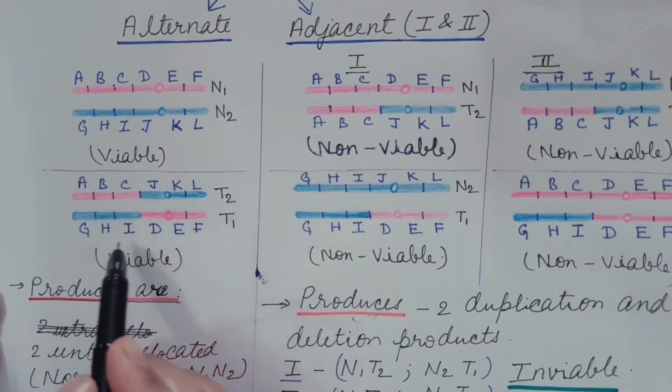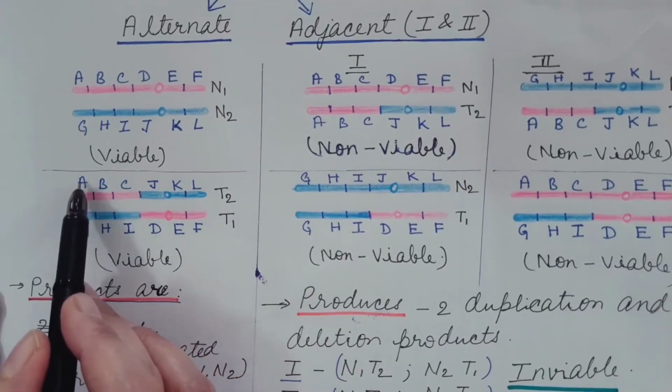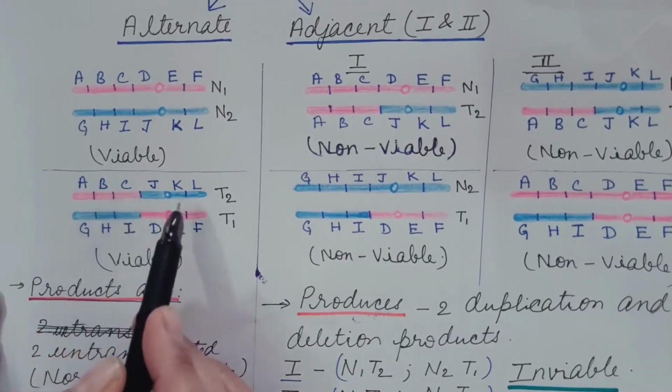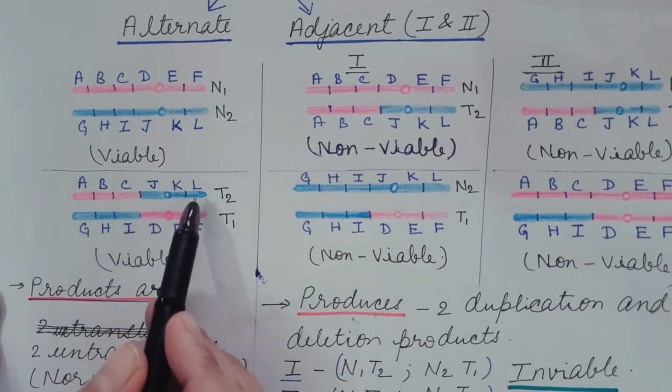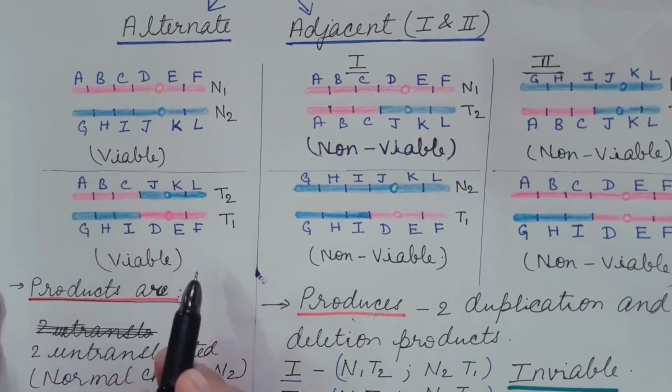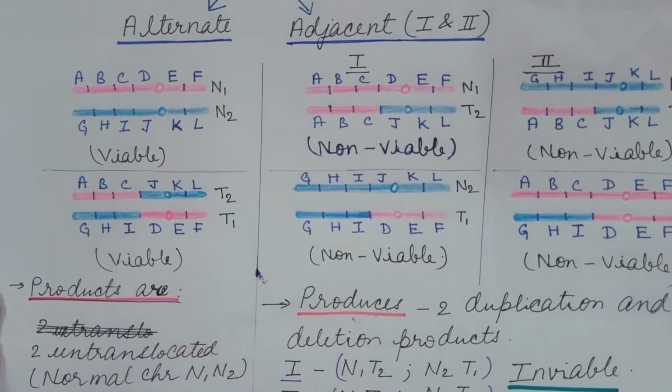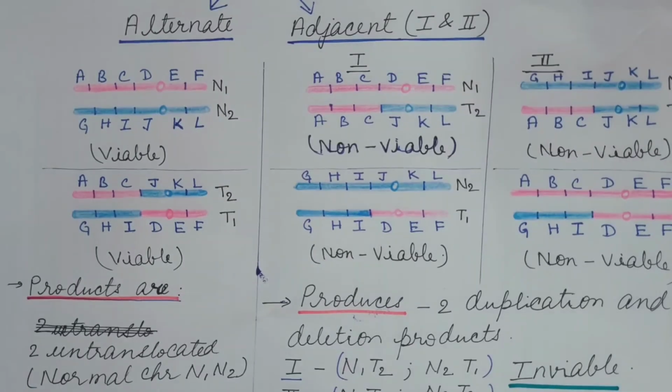This also has all the loci. Here ABC is balanced by DEF, similarly GHI and JKL. Here also it consists of all the loci, hence this is also viable or functional, and the offspring that are produced by the fusion of the gametes are viable.